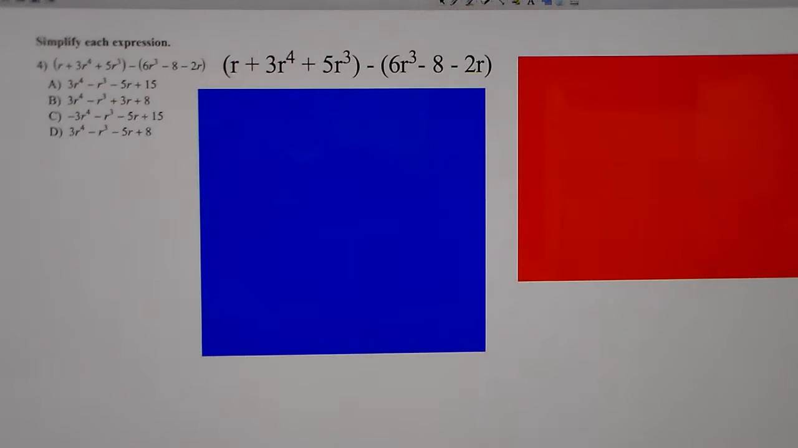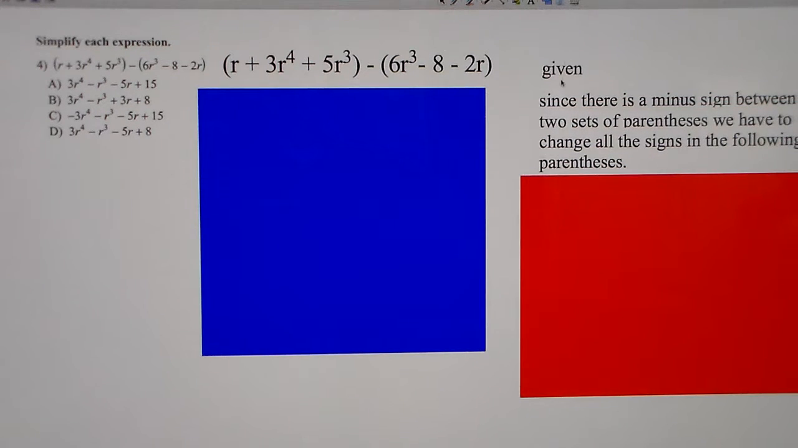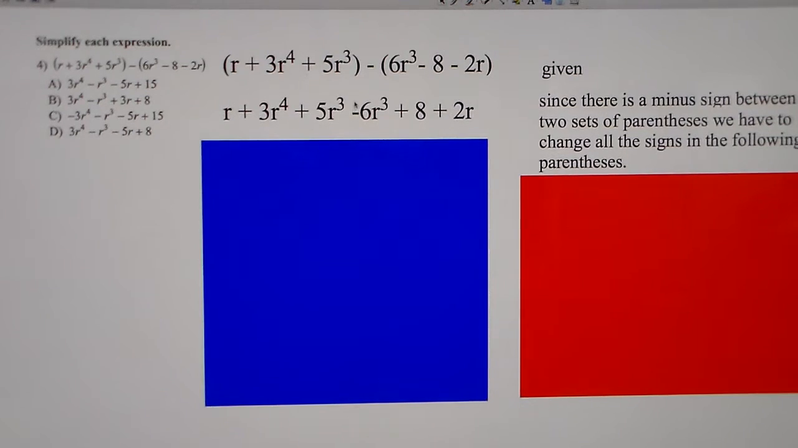Next up, problem number 4. We have r plus 3r to the 4th plus 5r to the 3rd minus sign. Now with that minus sign, we have to make sure we change all the signs in our second set of parentheses. That's what we're doing here. First is our given. Since there's a minus sign between the two sets of parentheses, we have to change all the signs in the following parentheses. So that's what we do in our next step.